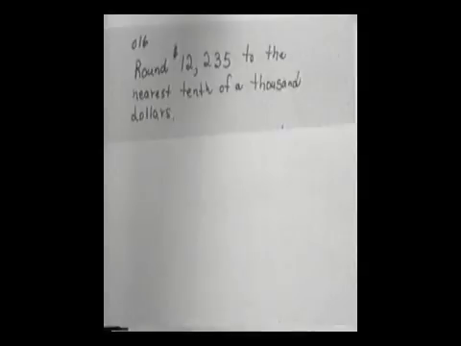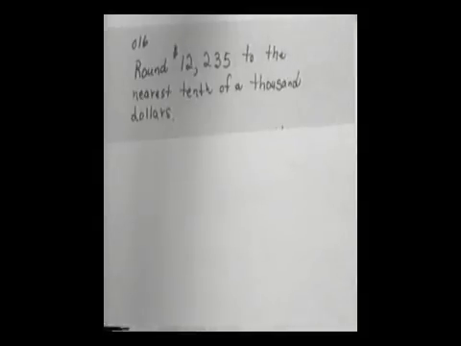Now let's do one other kind of rounding. This says to round $12,235 to the nearest tenth of $1,000. Now notice there are no decimals up there. There's just a whole number. The whole number is 12,235. But this is asking us to round it to the nearest tenth of 1,000.